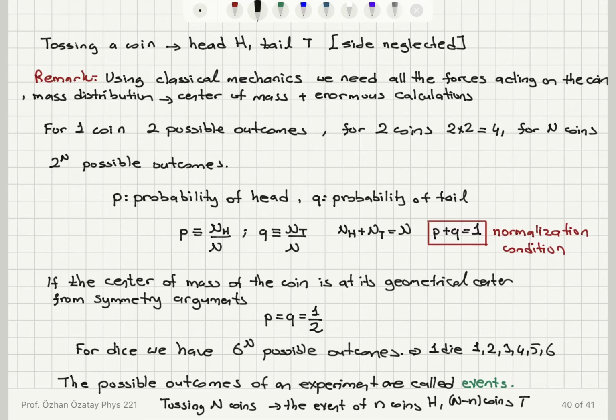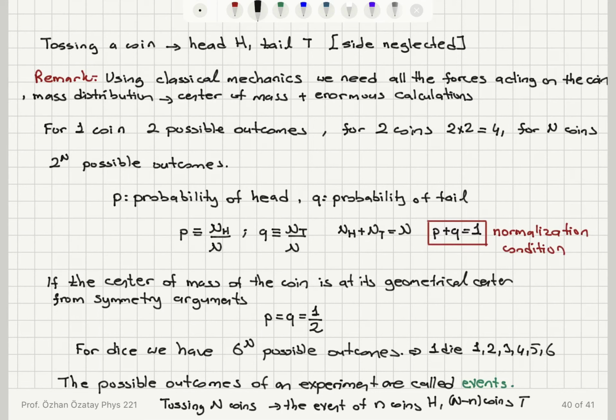Then if I call the probability of getting a head P and probability of tail Q, these probabilities should always add up to 1, as the number of occurrences of the head plus the number of occurrences of the tail is the total number of systems in the ensemble. So that's called the normalization condition. For two possible outcomes for n systems, I would have 2 to the n possible outcomes for this experiment.